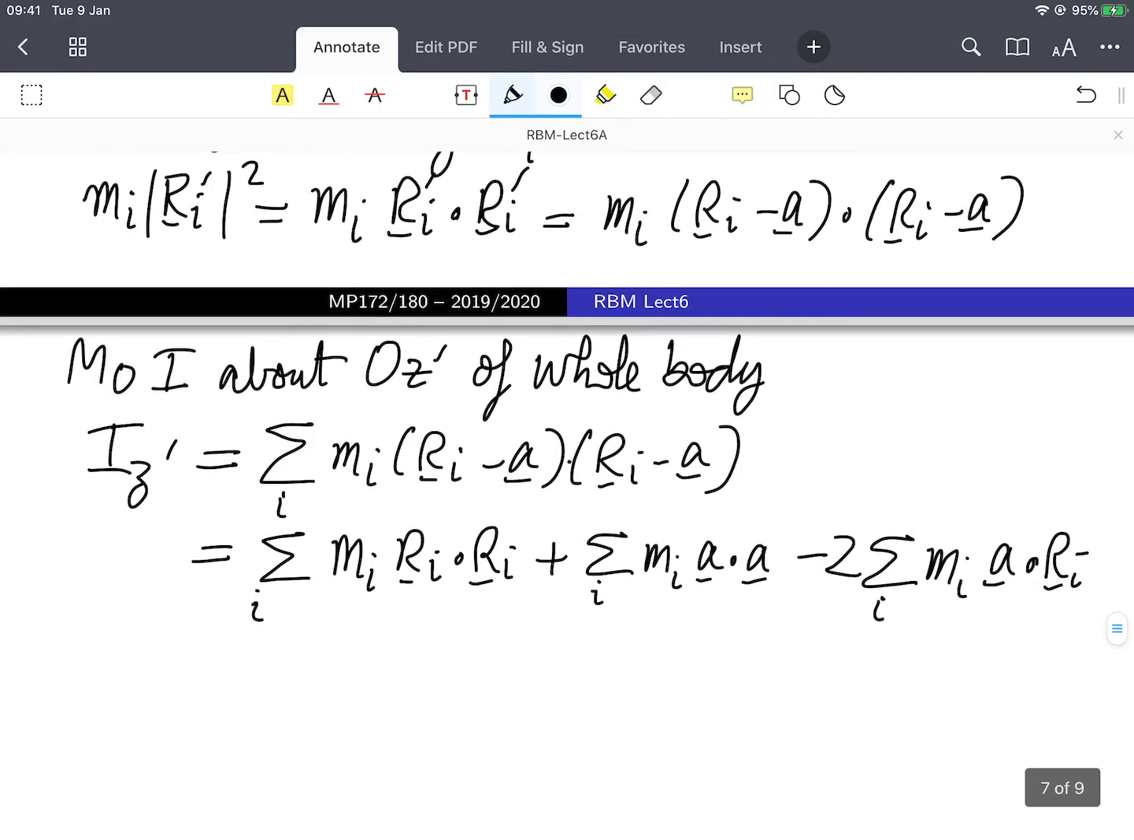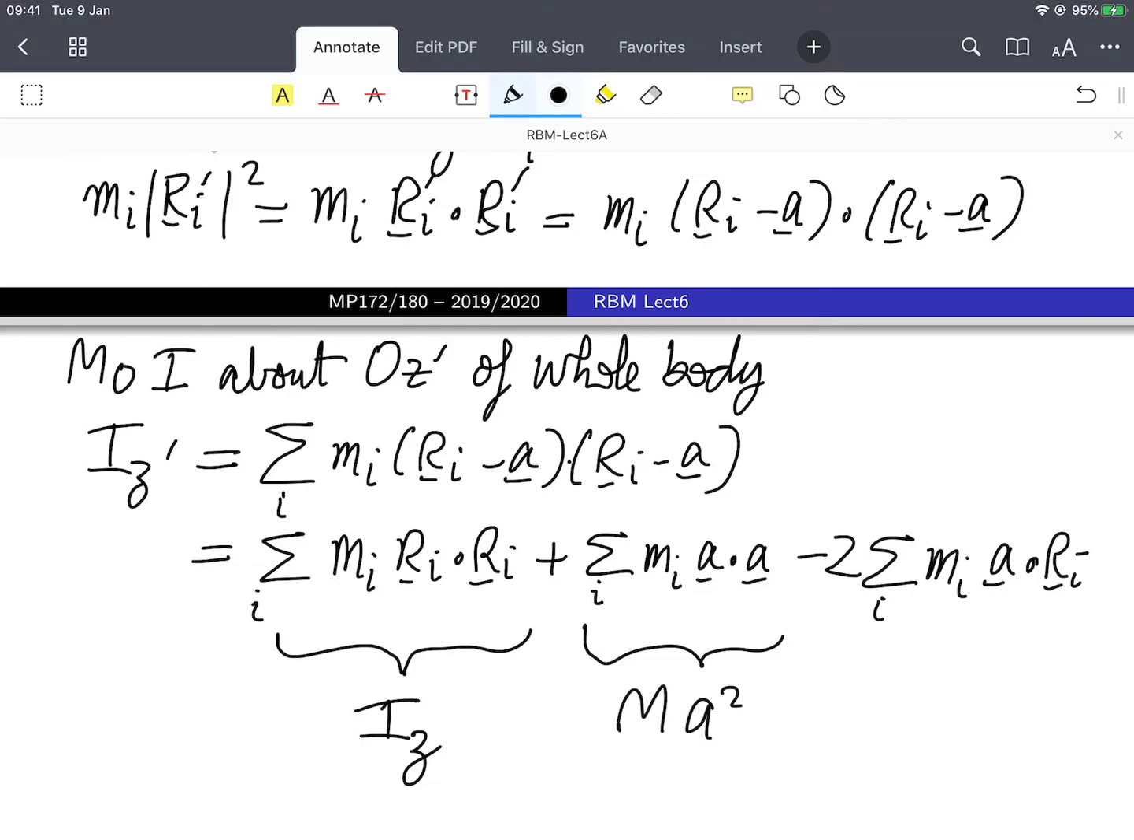Okay, I can see I'm nearly there. This part here, that's Iz. This part here, I see I'm only summing on the Mi. Sum of the Mi, that's the total mass. And then A dot A, that's A squared. So I have my theorem, Iz prime equals Iz plus M A squared, provided this is 0. Is it though? Doesn't look like it's 0.